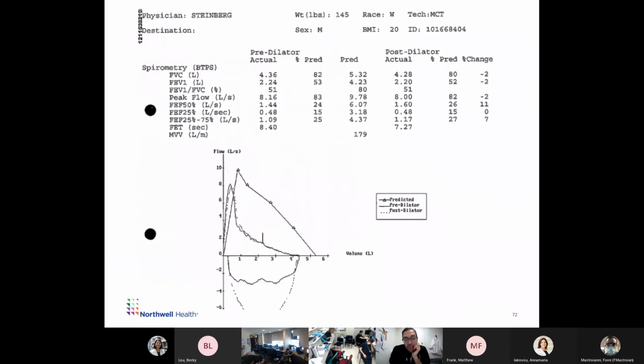This is actually a patient of Dr. Steinberg, and this is a PFT. It doesn't look like the PFTs we have now because this is from about 20 years ago, I believe. And here you see this is the predicted, and then you see here the actual. And the patient had severe, or actually I think it was moderate, obstruction on PFTs without reversibility.